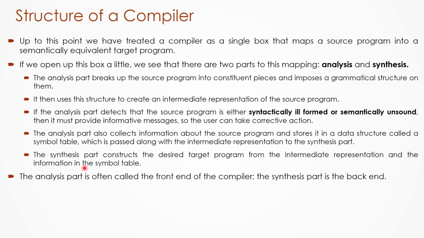If the analysis part detects that the source program is either syntactically ill-formed or semantically unsound, then it must provide informative messages so the user can take corrective action. The analysis part also collects information about the source program and stores it in a data structure called a symbol table, which is passed along with the intermediate representation to the synthesis part. The synthesis part constructs the desired target program from the intermediate representation and the information in the symbol table. The analysis part is often called the front end of the compiler. The synthesis part is the back end.